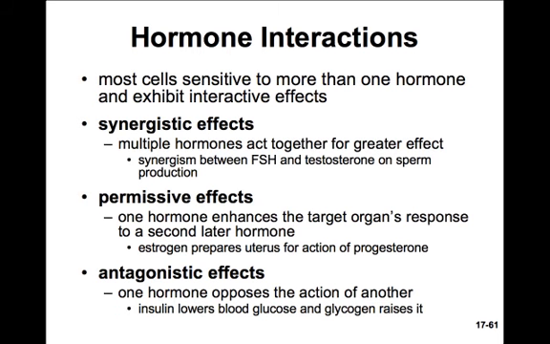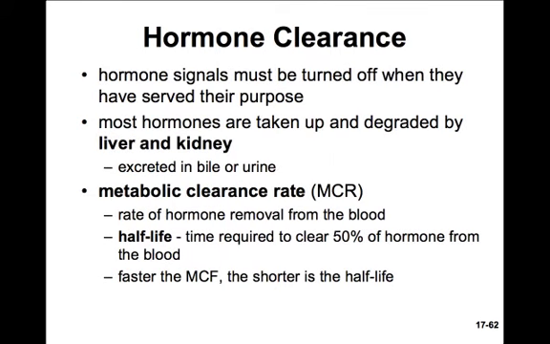In antagonistic effects, we might see one hormone opposing the action of the other. We've looked at an example of that already when we considered insulin and glucagon. Insulin acts to lower blood glucose, and glucagon is acting to raise it. So now we've explored how we get a signal to the cell. How do we turn that signal off? It's necessary to turn off the signals when the hormones have served their purpose. Otherwise, we'll continue to produce too much of an end product.